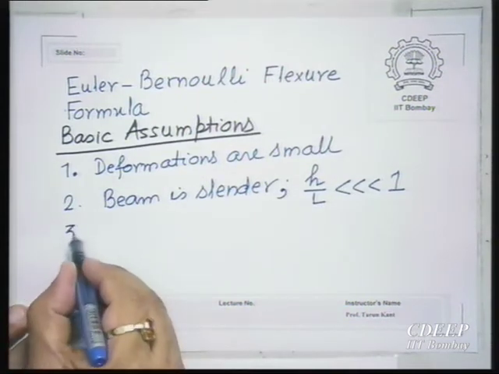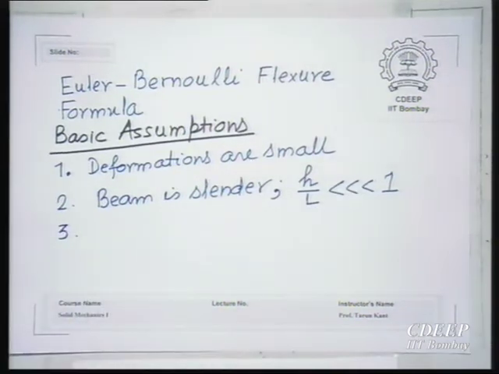Third, and that is very important, transverse cross sections are transverse planes before deformation, and after deformation they remain plane, and not only remain plane but also normal to the centroidal neutral axis or normal to the centroidal neutral plane.